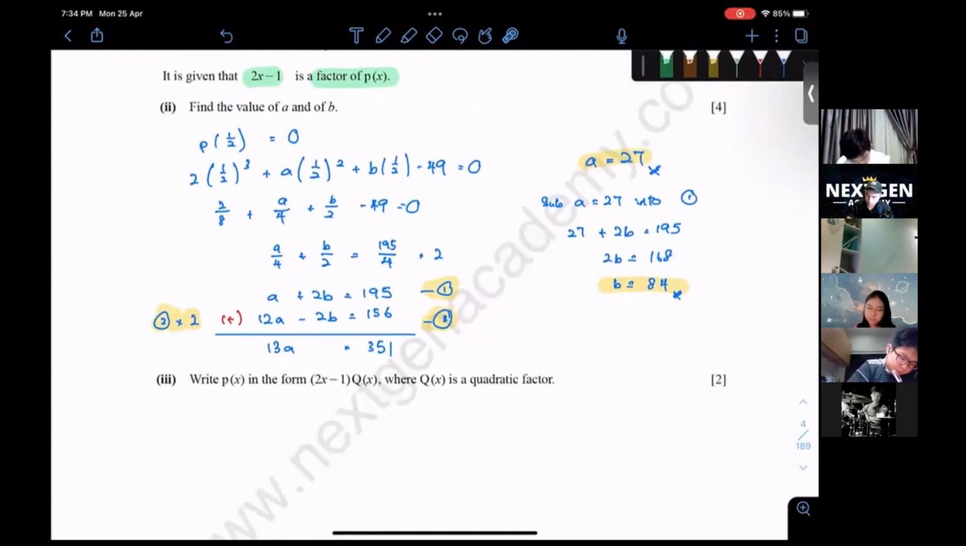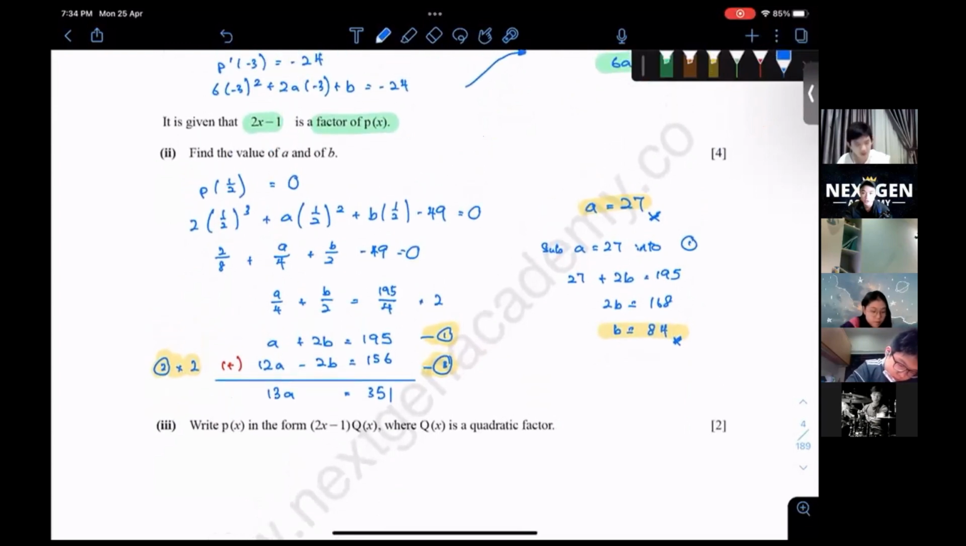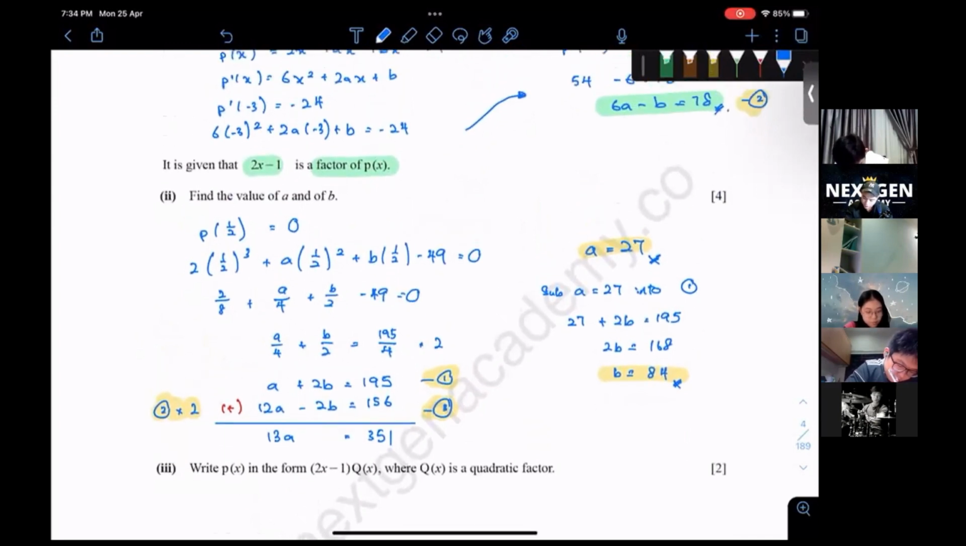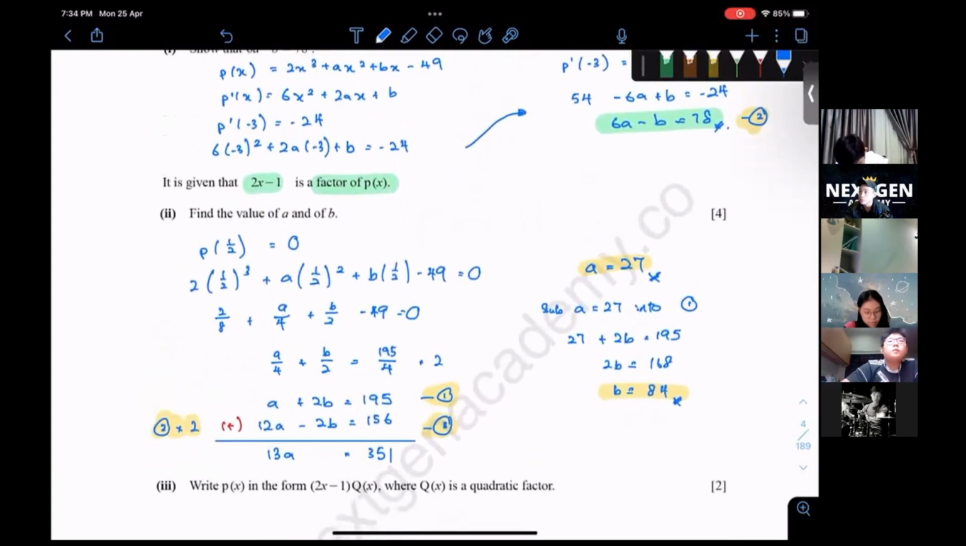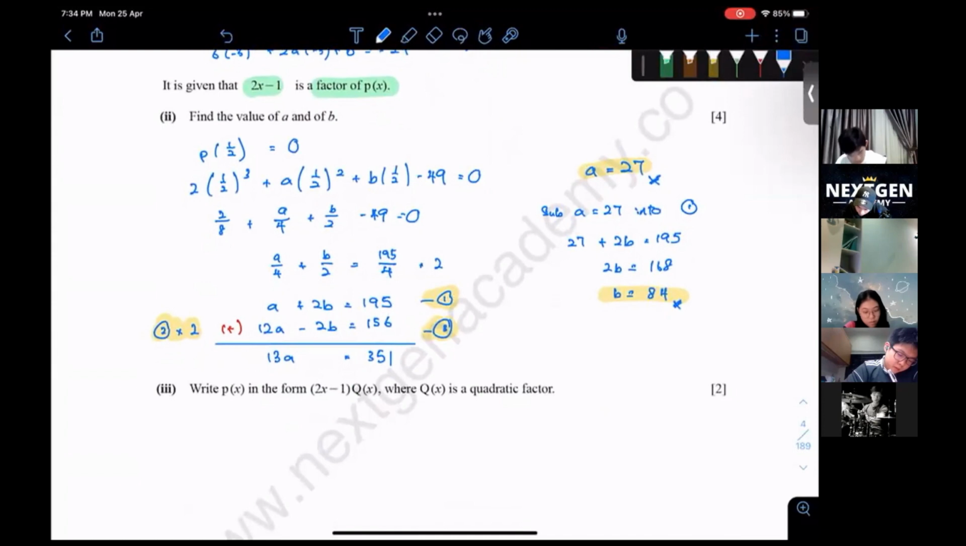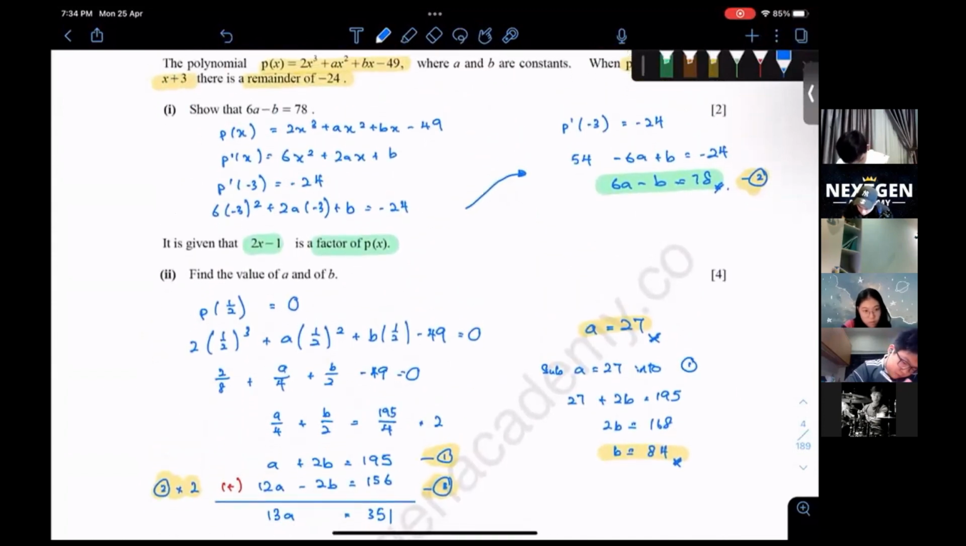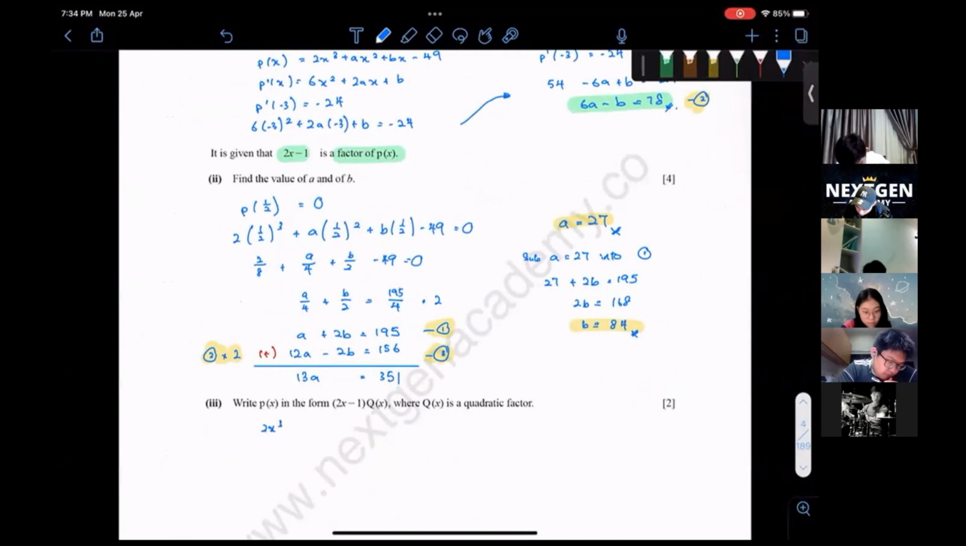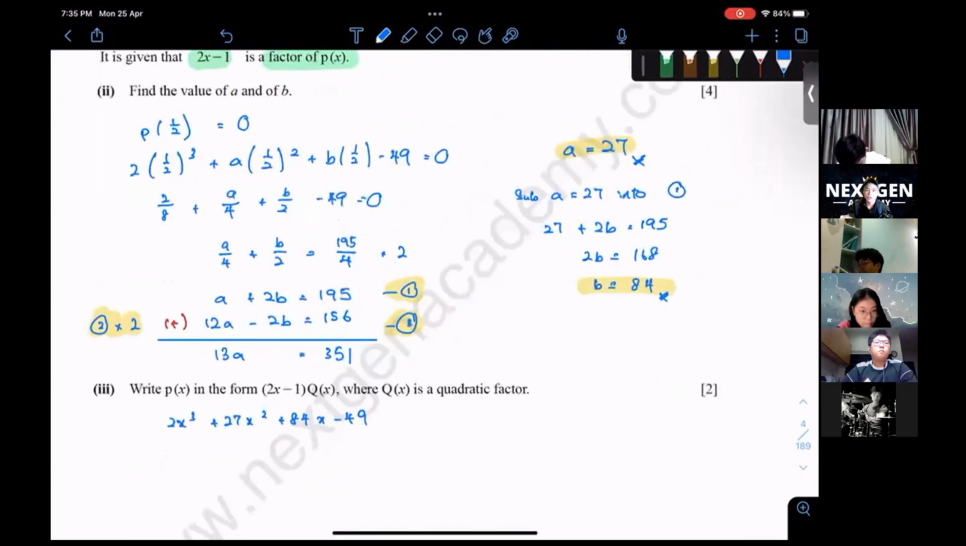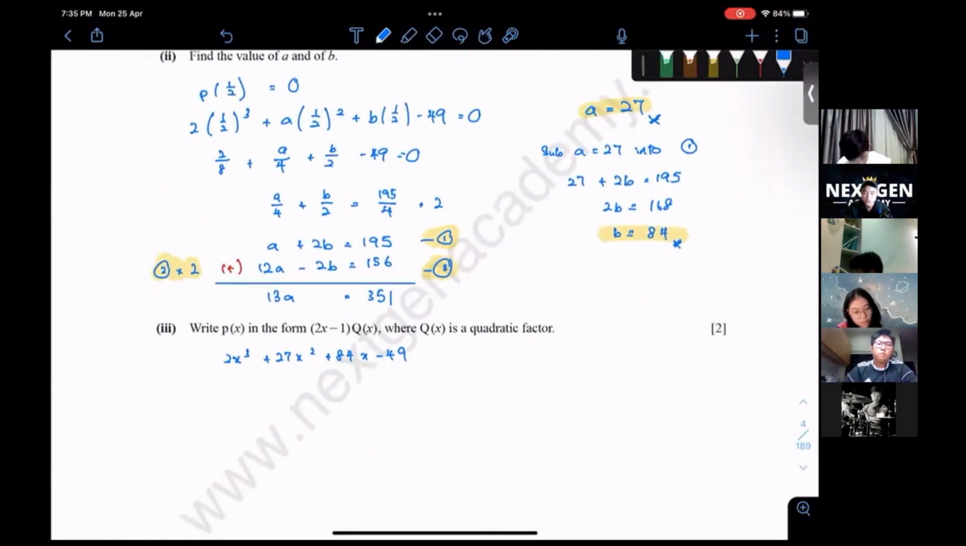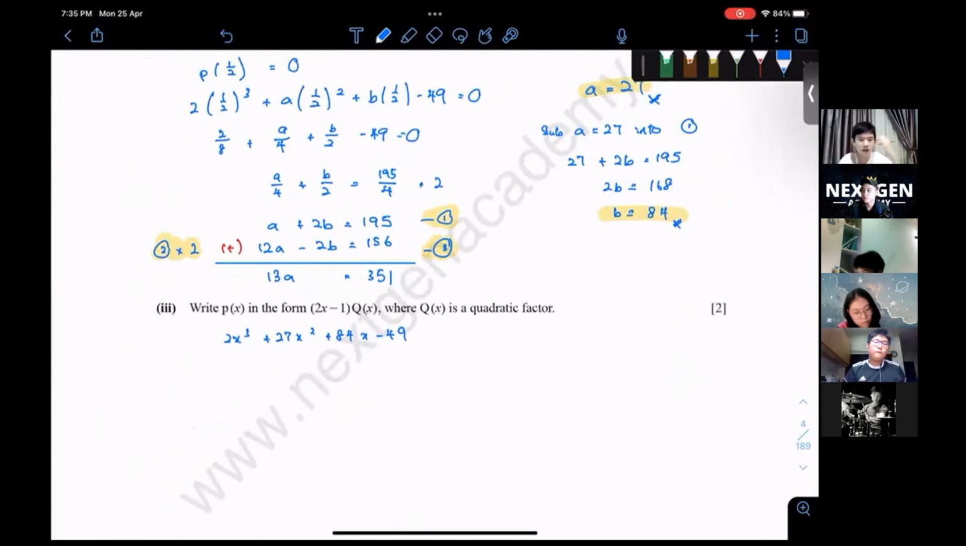Okay, so let's do this one. We already got our a and b. This one is also considering if your a and b you got correct. If you get it wrong, this one is 100% wrong already. So what was the equation? I got 2x cubed plus 27x squared plus 84x minus 49. I want to ask you all, what's the method that you all use to find a quadratic factor like this? This is a 2-mark question.